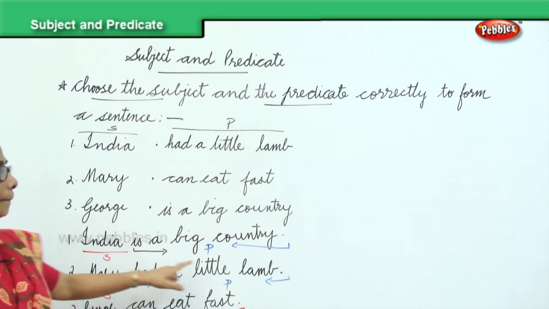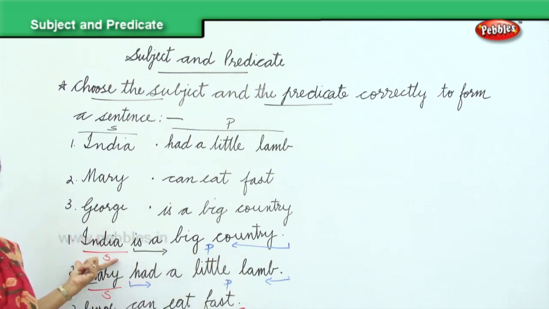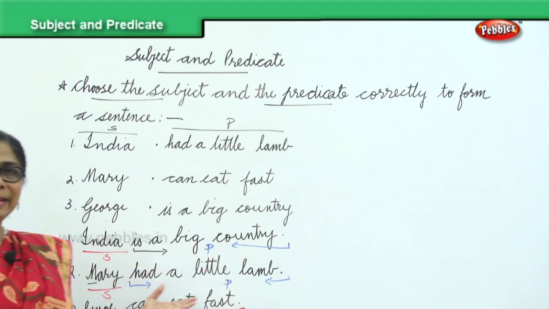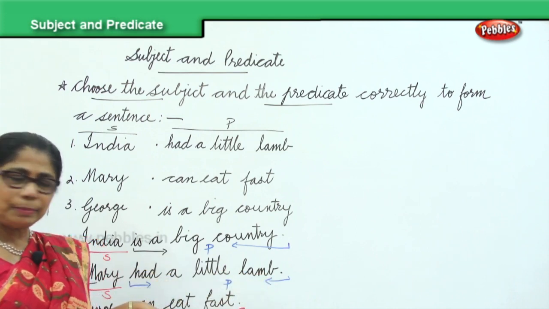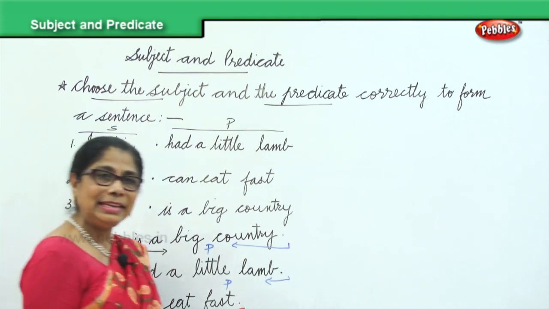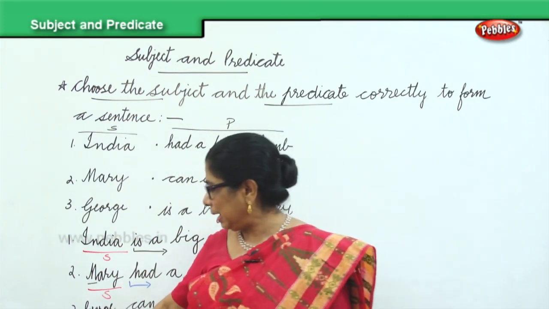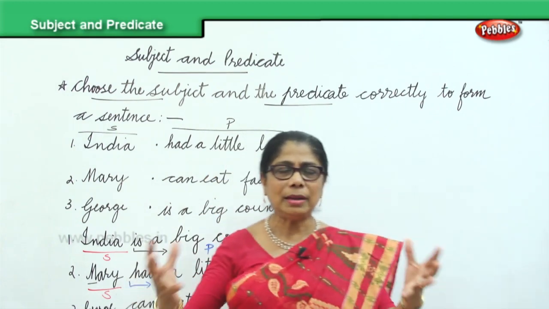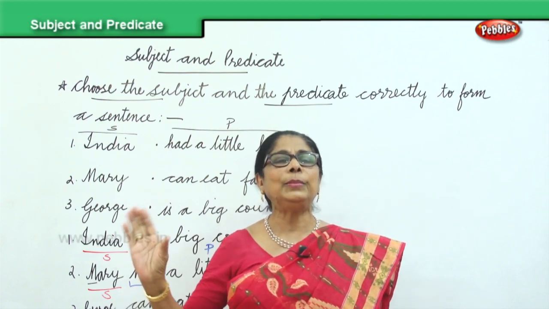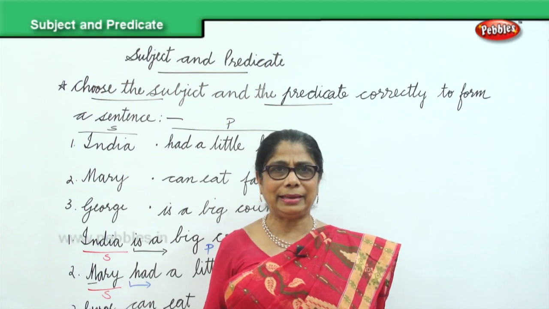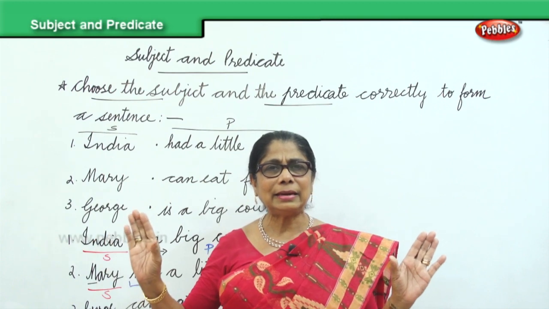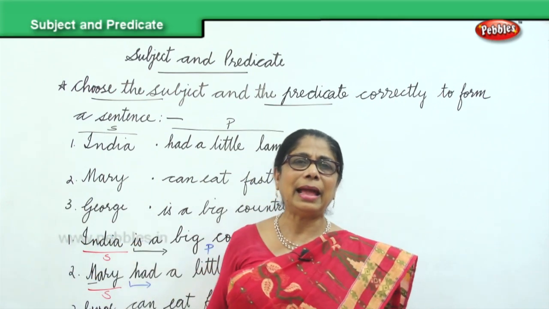India is a big country. India is the subject, is a big country is the predicate. Mary had a little lamb. Mary is the subject, had a little lamb is the predicate. George can eat fast. George is the subject, can eat fast is the predicate. So we learned to join two bits of sentences to make complete sense, and we know which is the subject and which is the predicate. A sentence has two parts, a subject and a predicate. A sentence begins with a capital letter and ends with a full stop.